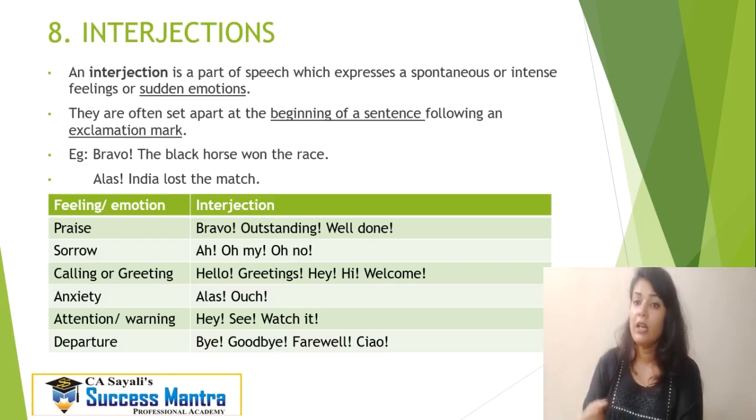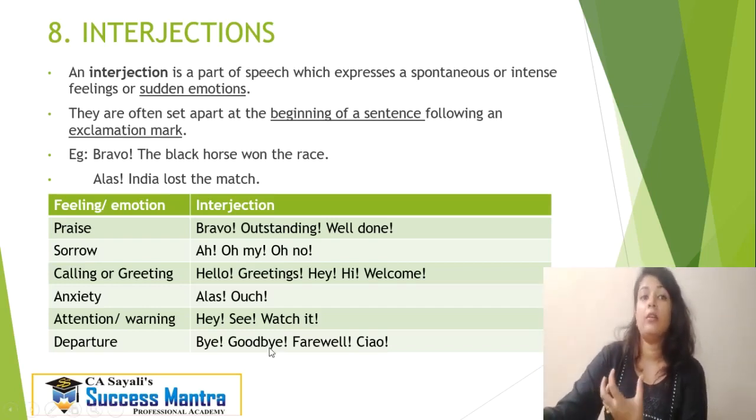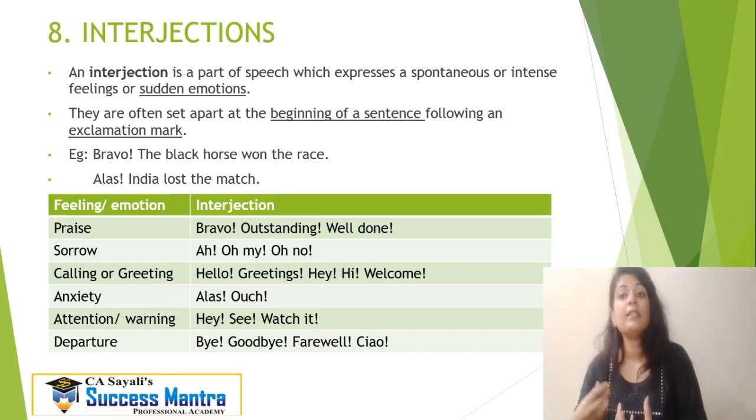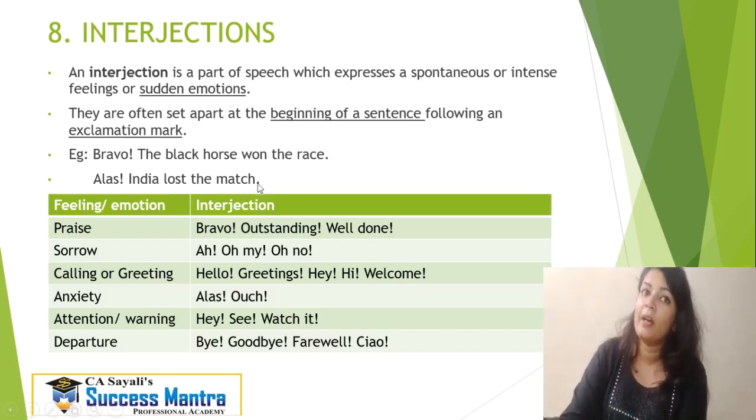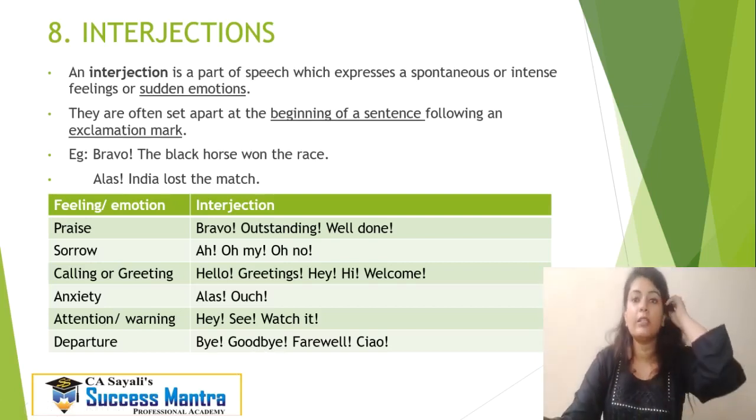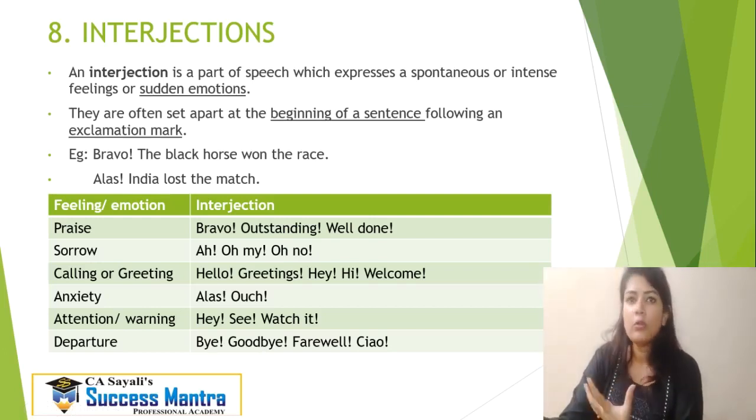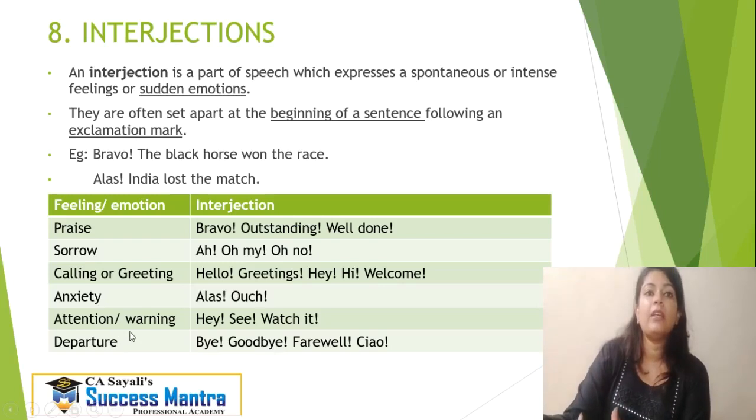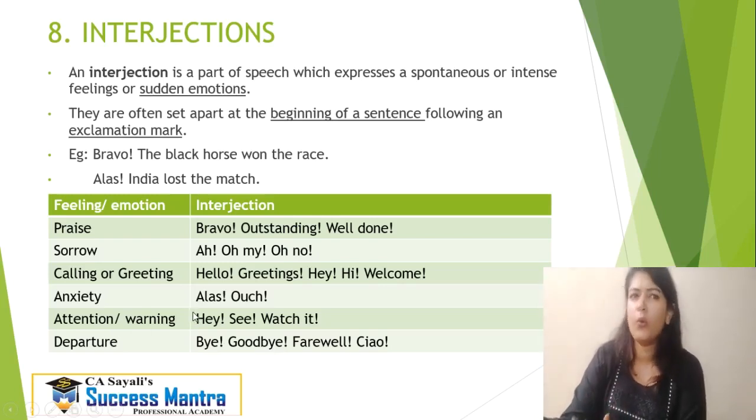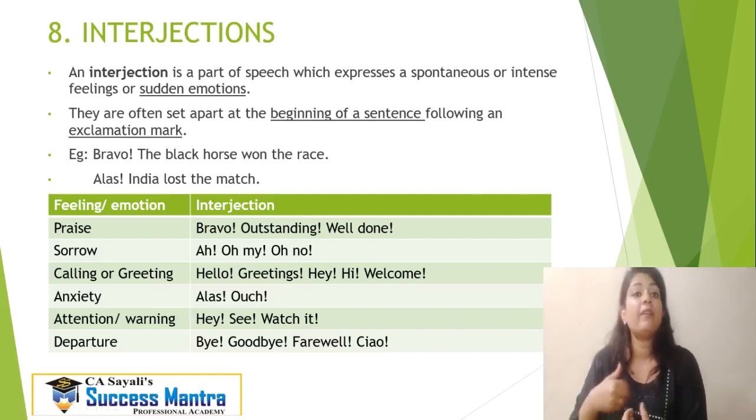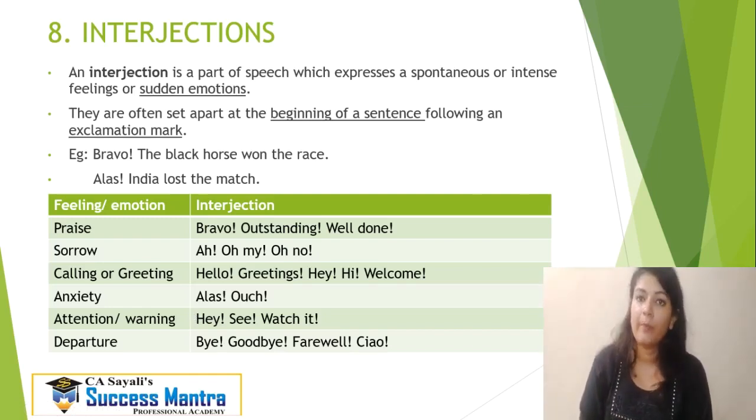इसके कुछ examples देने हो या rather कौन सी feeling के लिए हम कौन सा interjection use करते हैं, इसके लिए मैंने एक यहाँ पे छोटा सा table बनाया है. If I want to praise something or someone, I will use the interjection that is bravo, outstanding, well done. These interjections would be used. Okay, if I want to express sorrow or grief, then I will use something such as ah, oh my, oh no. If I have to express something such as a calling or greeting, okay, for example, if I want to greet someone, so my interjection would be hello, greetings, welcome, hi.